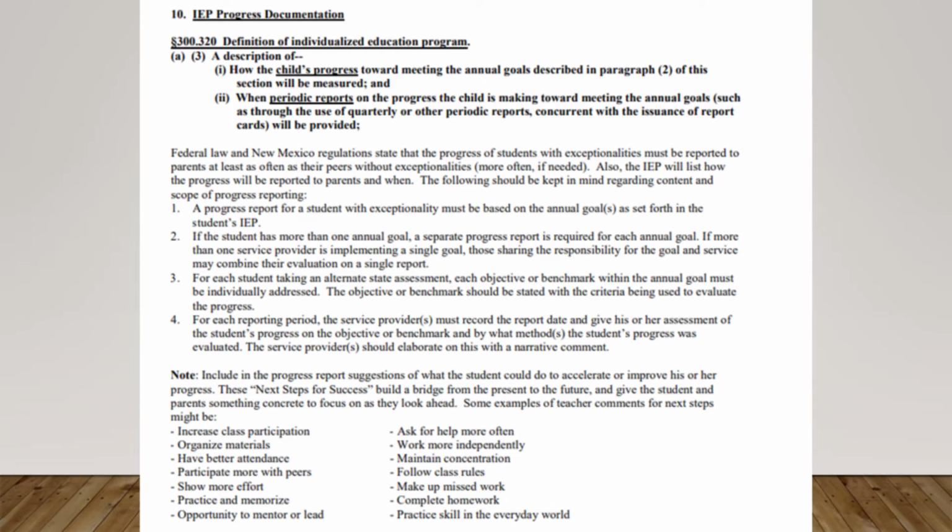Number 2, if more than one service provider is implementing a single goal, then those sharing the responsibility for the goal and service may combine their evaluation on a single report. Number 3, for each student taking the alternate assessment, each objective or benchmark within that annual goal must also be individually addressed. Number 4, for each reporting period, the service provider must record and report the date and give their assessment of the student's progress on the objective or benchmark and by the method the student's progress was evaluated. And the service provider can elaborate in this narrative comment as well. And then to always include those next steps for success.